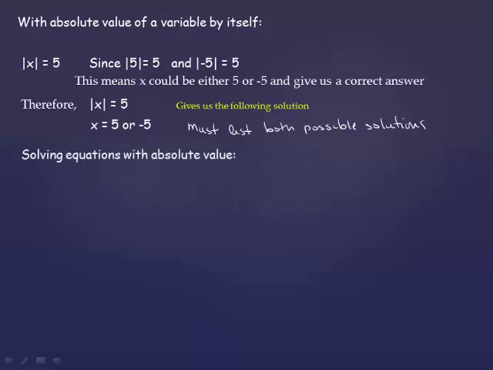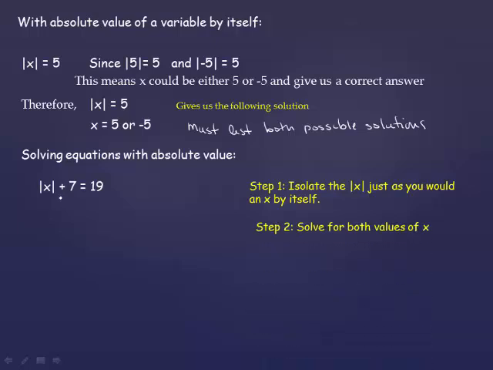So if we solve equations with the absolute value, for example, the absolute value of x plus 7 equals 19, our first step is to isolate the absolute value of x, just like we would if it was x by itself. So first I subtract 7 from both sides, and I get the absolute value of x is equal to 12. Then I solve for both values of x. If the absolute value of x is 12, that means that x is 12 or negative 12.